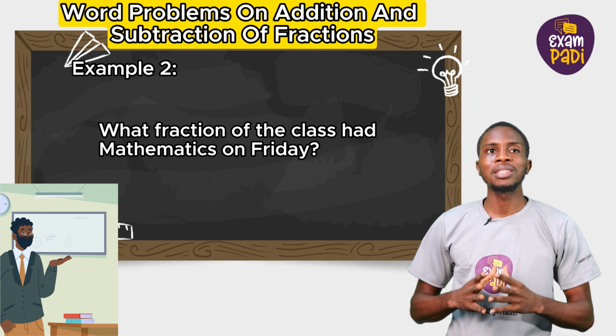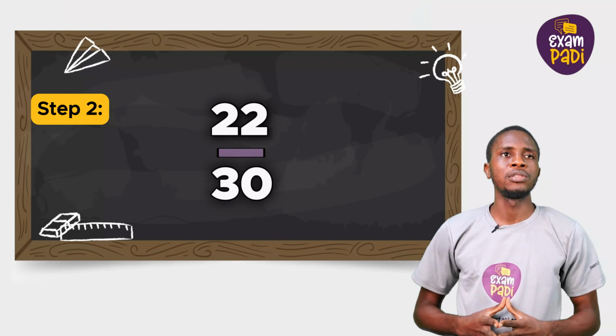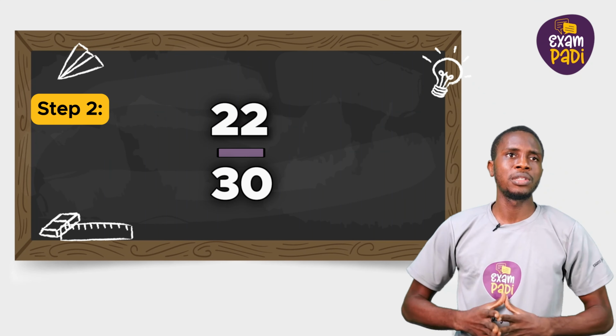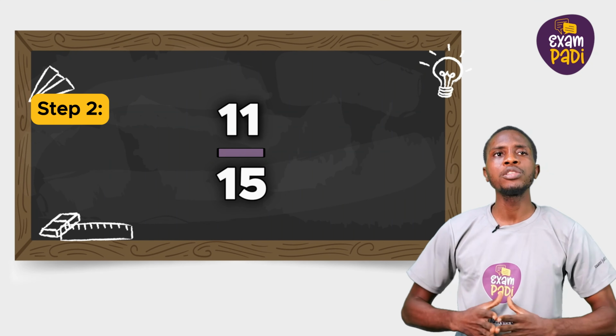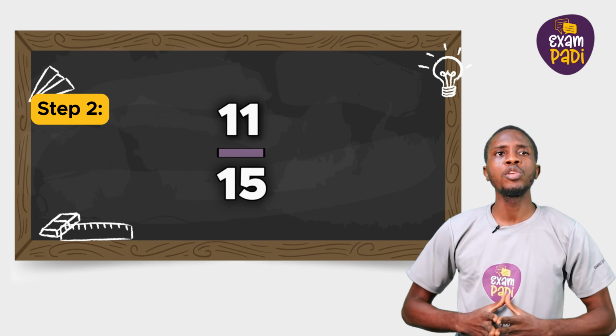We find out that we can still divide this further. 2 in 22 is 11. 2 in 30 is 15. Therefore, the fraction of the class that had mathematics equals 11 over 15. We have come to the end of today's lesson.